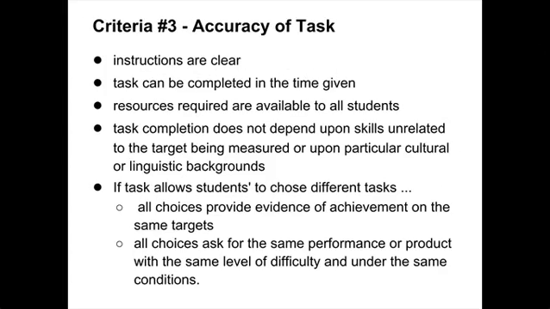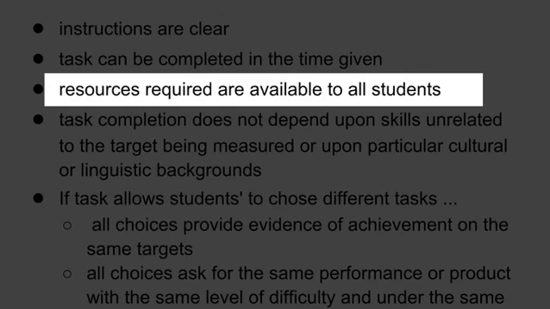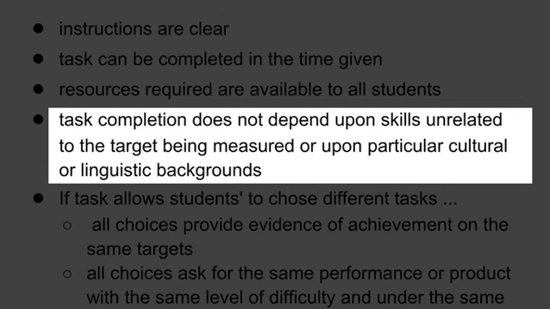And finally, the third criteria is the accuracy of the tasks. First of all, the task resources required need to be available to all students. It's not fair that students who have access to some resources are going to be able to perform at a higher level. And also, the task completion shouldn't be dependent upon skills that are unrelated to the target. So particular cultural or language advantage shouldn't figure into the measurement of the student's performance.